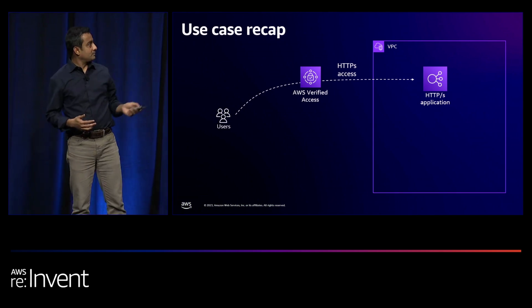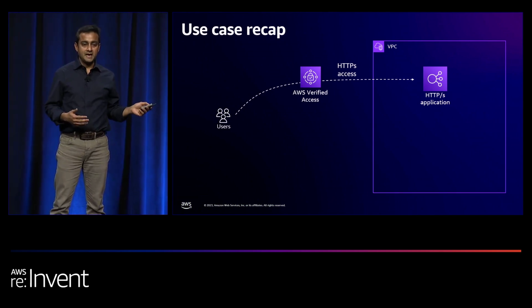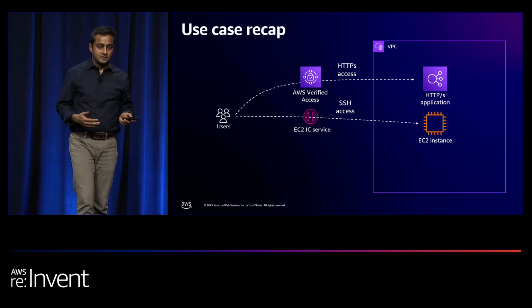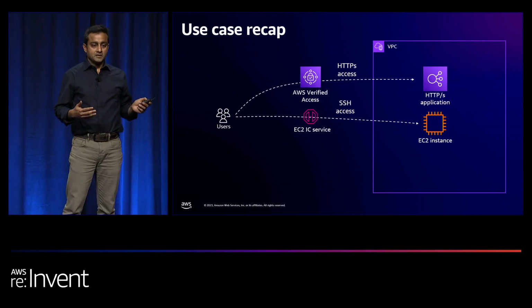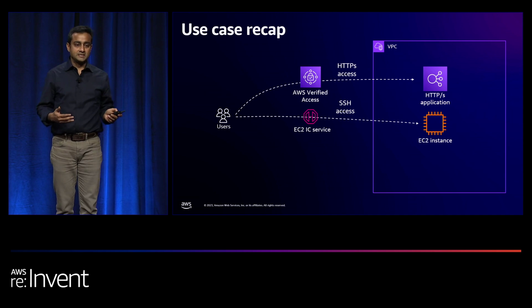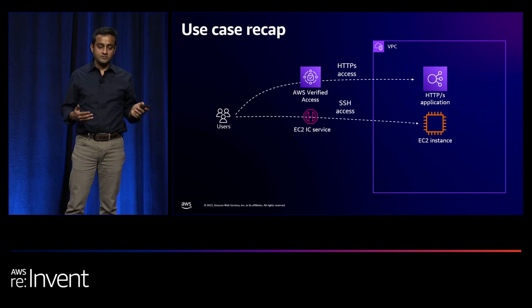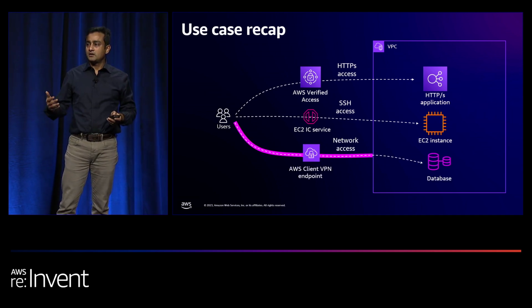We talked about AVA for HTTP access. Then we have EC2 endpoint for SSH and RDP access. Then finally, we have client VPN for network access. So we have built different services for different needs.